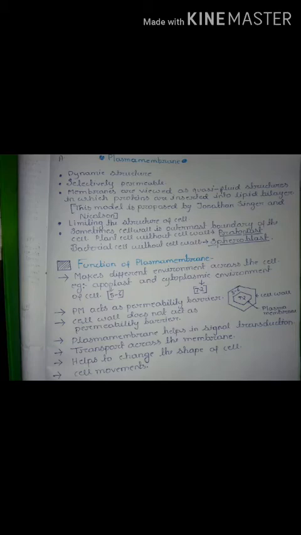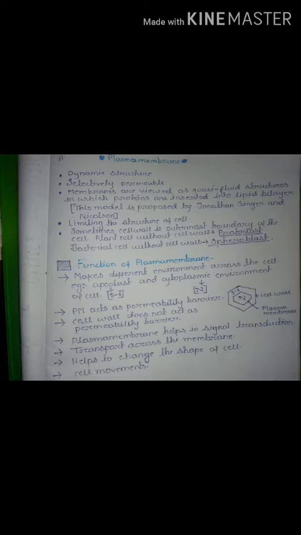So today we discuss the basics of the plasma membrane. First, dynamic structure. The plasma membrane is not a constant structure. It changes according to the environment. It transitions from gel to solid or solid to gel, and we can see several lateral movements of the lipids and proteins.